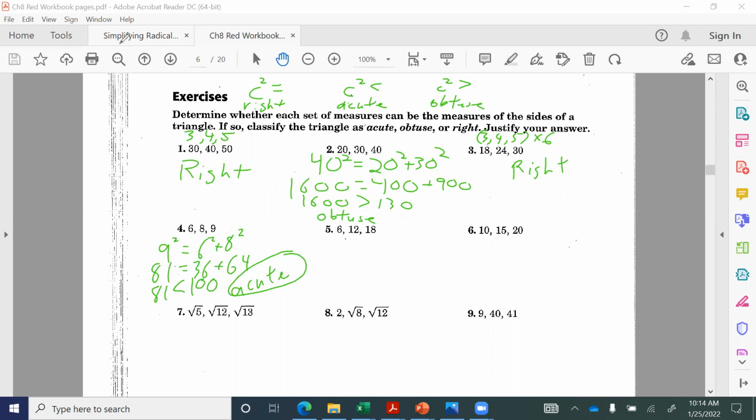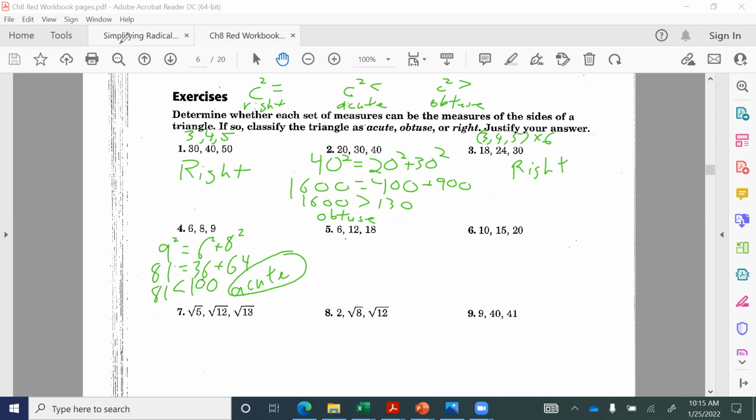Now, there was something that we forgot to do on that problem. We forgot to check to see if it makes a triangle. 6 and 8, if we add those together, that's 14. It's greater than 9, so we're good. It is definitely an acute triangle.